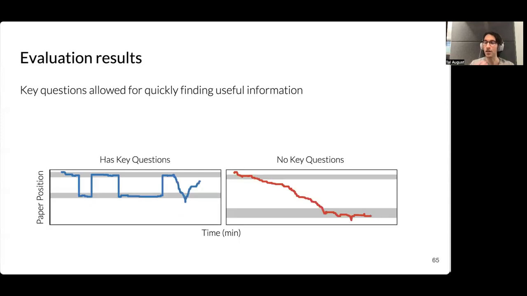So here you can see a plot of a participant's paper position on the y-axis over time on the x-axis. The main takeaway from this graph is that participants with access to the key questions, this blue line on the left, jumped in the paper much more, shown by these jagged lines up and down, compared to participants who went through the paper linearly without the key questions, so this red line on the right. And this is important because participants who read a paper linearly did not have time to focus on relevant information in the paper, such as the introduction and discussion, which are those gray bars in the plot. And sometimes participants who read a paper linearly actually couldn't even get through an entire paper.